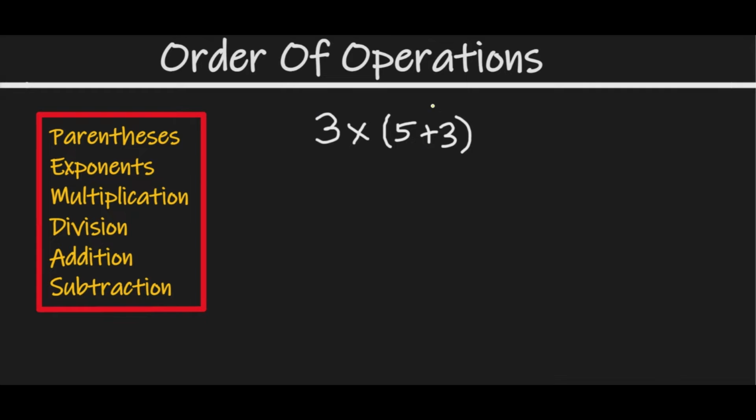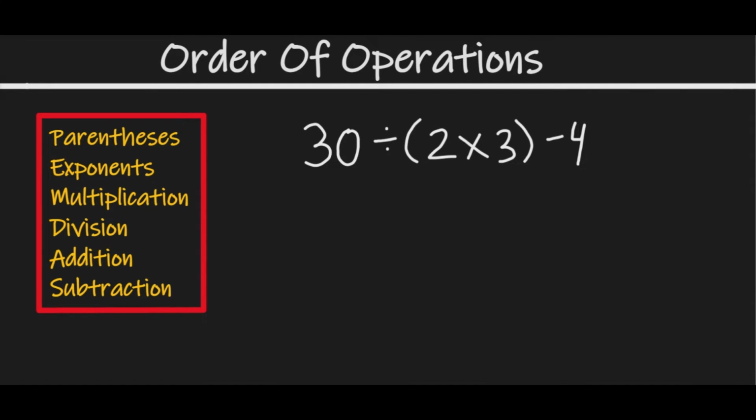Let's take a look at this problem. As you can see, we do have a part of the problem that is inside of the parentheses. Right there. And as we can see on the left side of the screen, we want to do that part of the problem first. So, if we rewrite the problem, we get 3 times 5 plus 3, which is 8. And now we know that 3 times 8 equals 24.